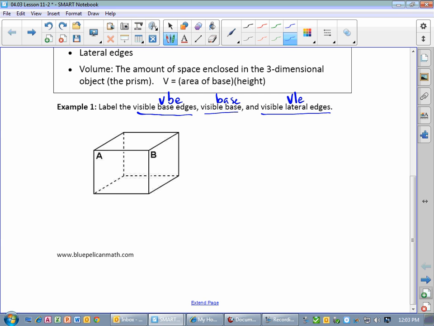So if we want to find the visible base, well, it's kind of unclear what the base is. I mean, it's a rectangular prism, so we've got the top and bottom here are both parallel and the same, and the right and left are parallel and the same, and the front and back are parallel and the same. So we could actually call any of them the base. So I'm going to call this front rectangle the base.